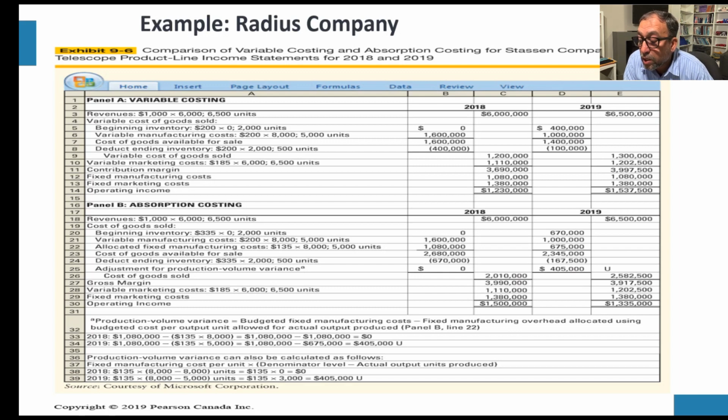So we see here that the operating income with the variable costing method in 2018 is 1.22 million, and with the absorption costing method it is 1.5 million. Same is the case with 2019, and we see the difference. And the difference is because of what we just discussed.